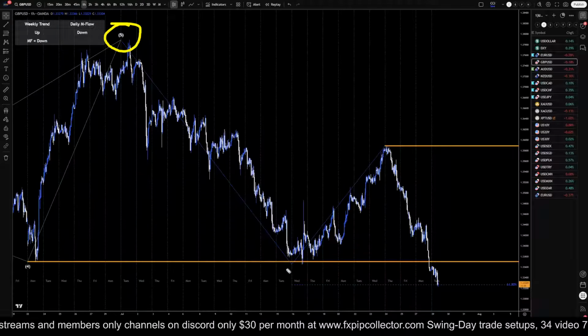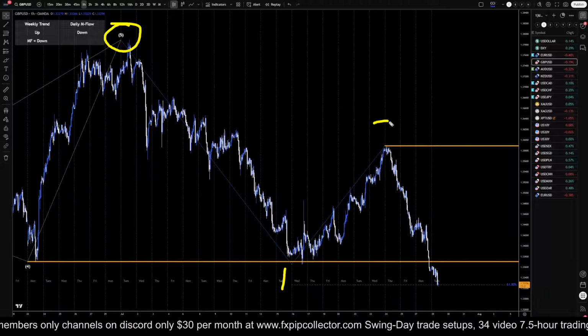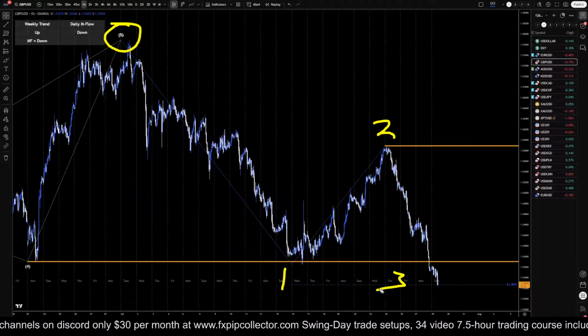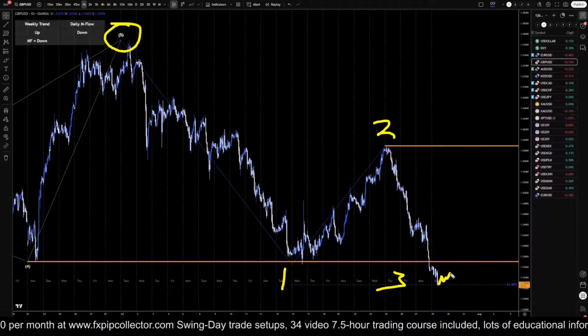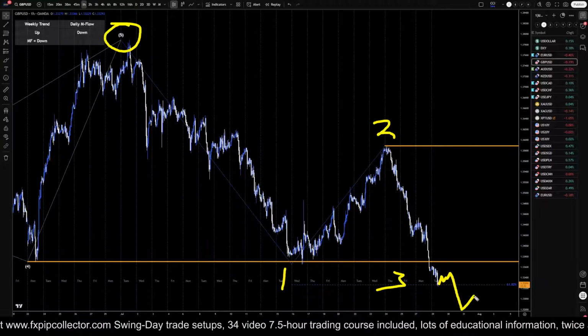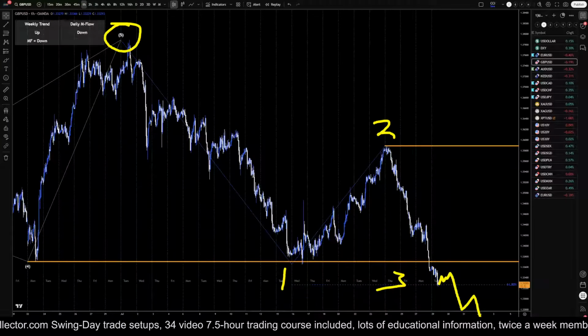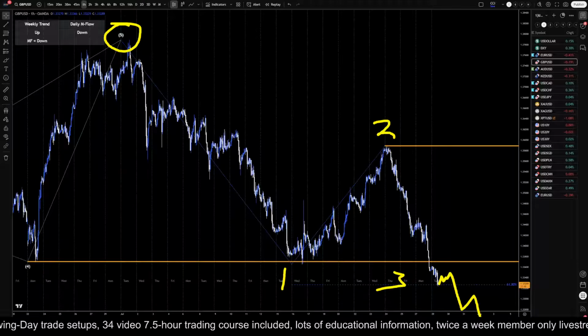The other possibility is that this really is a wave 5 on the daily, which it looks like it could be. If that's true, this could be a wave 1, this could be a wave 2, and we could be in the middle of a wave 3. If we're in the middle of a wave 3, it could bounce, but it would be a very corrective bounce and it would likely just continue to make those lower lows, lower highs, and continue the downtrend.